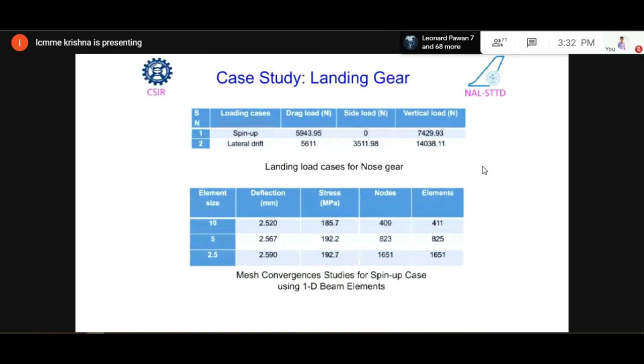When we do a convergence study, it is easy to do using 1D beam elements, since they are idealized. When we have element sizes of 2.5, 5 and 10, we see very good convergence in the stresses, the output of stresses and the displacement. You can see 192.2, 192.7. The stresses are within the 2% range, showing very good convergence of the results.